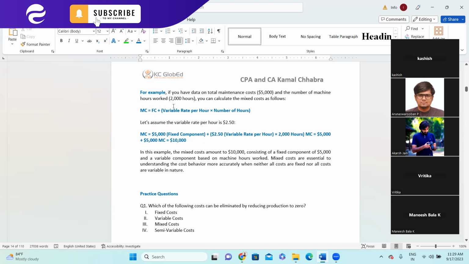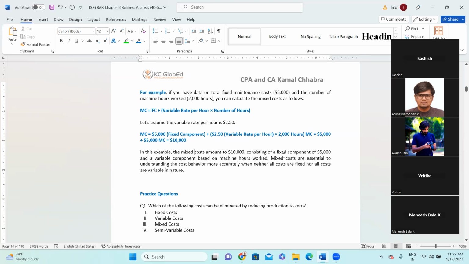Have you got it? Yes, sir. Variable is 2,000 hours and your rate is 2.5. So 5,000 is the variable cost and this 5,000 is your fixed cost. So your total cost will be $10,000. In this example, the mixed cost amounting to 10,000 consists of a fixed component of 5,000 and a variable component based on the machine hours worked of 5,000.